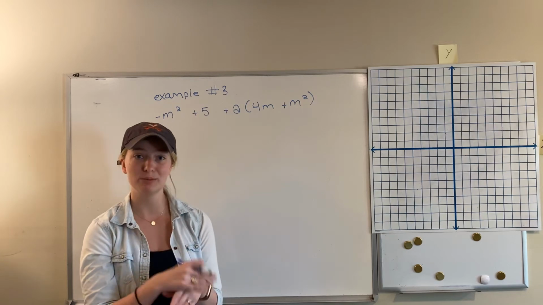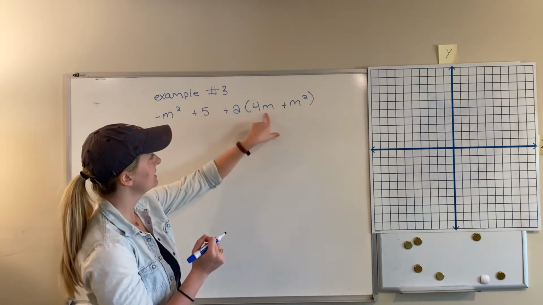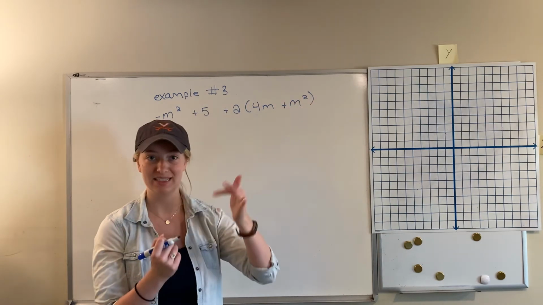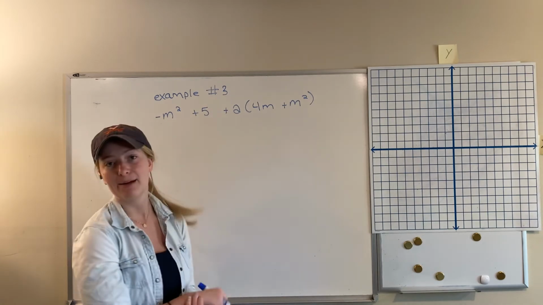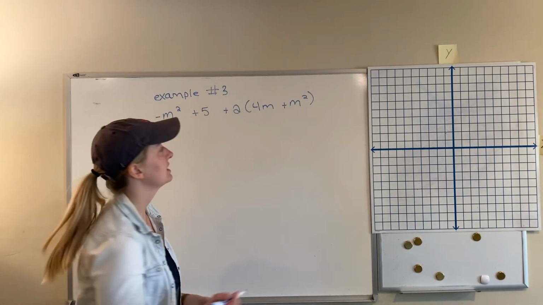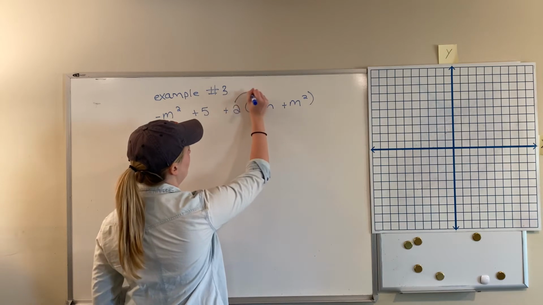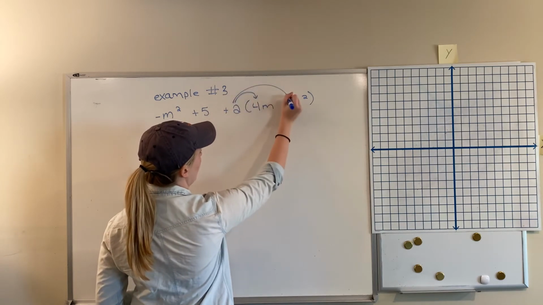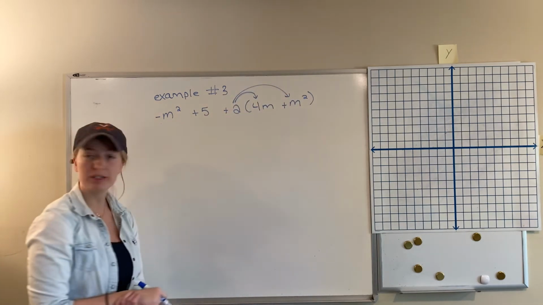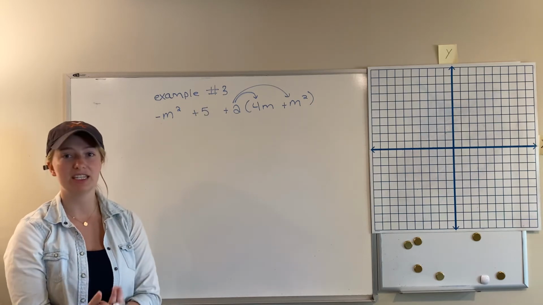These are not like terms, I cannot add them. Because this is m and this is m squared, they're being raised to different exponents, so I can't add them. But I can multiply using the distributive property. I can take my 2, and I can multiply them. Multiplication does not require like terms, addition does.